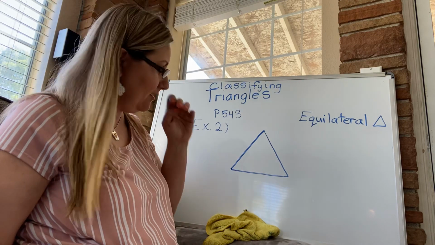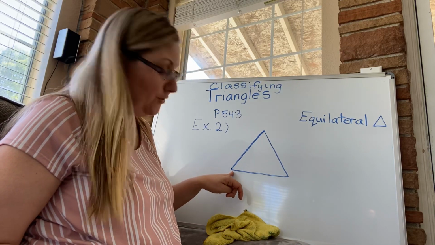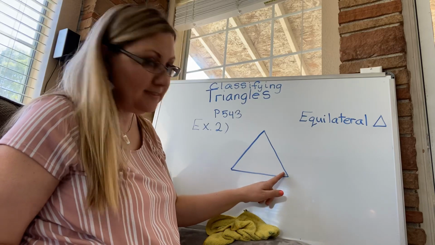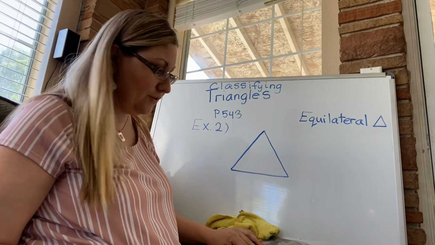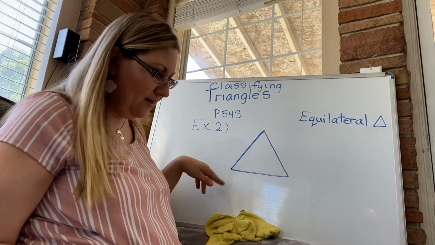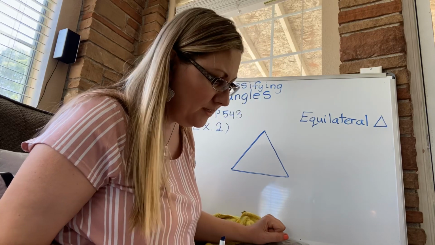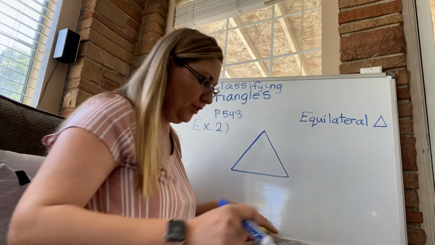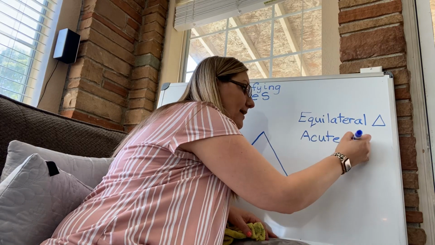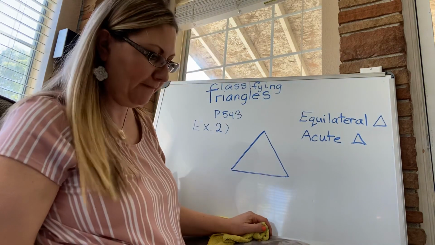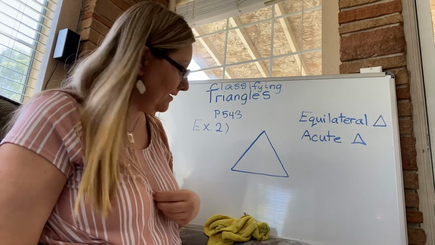Okay, the largest angle here. Well, it looks to me like this is an acute angle. This is less than 90 degrees, so it's an acute angle, and again, an acute angle. Since all of the angles are acute, we can call this an acute triangle as well. Okay, so that's two ways already that we can describe it.